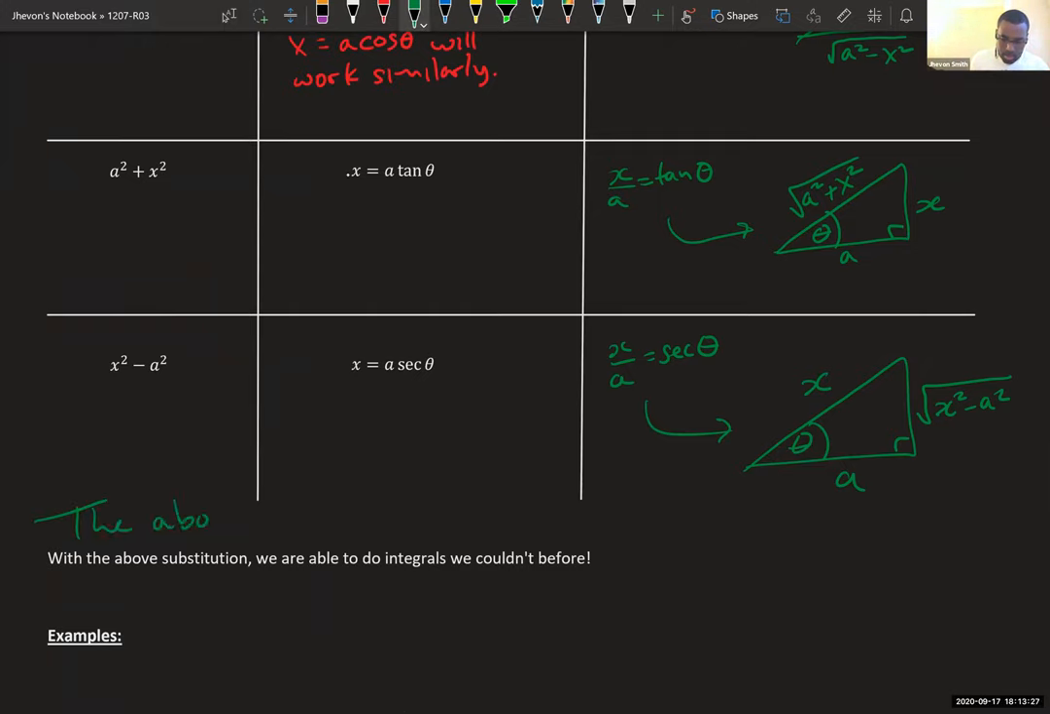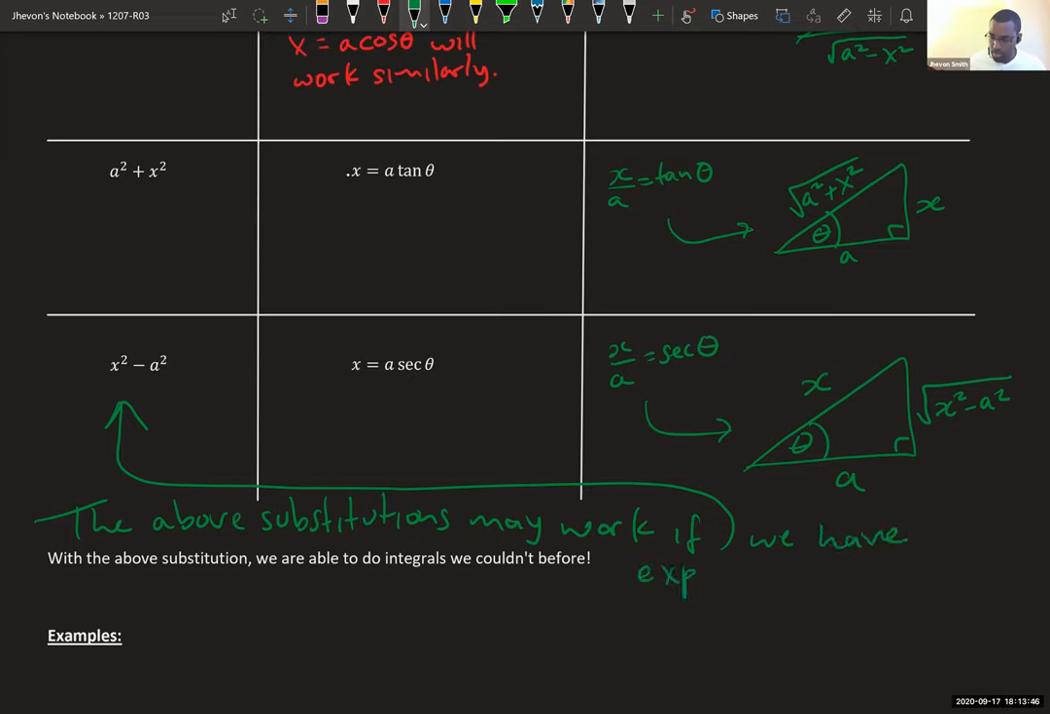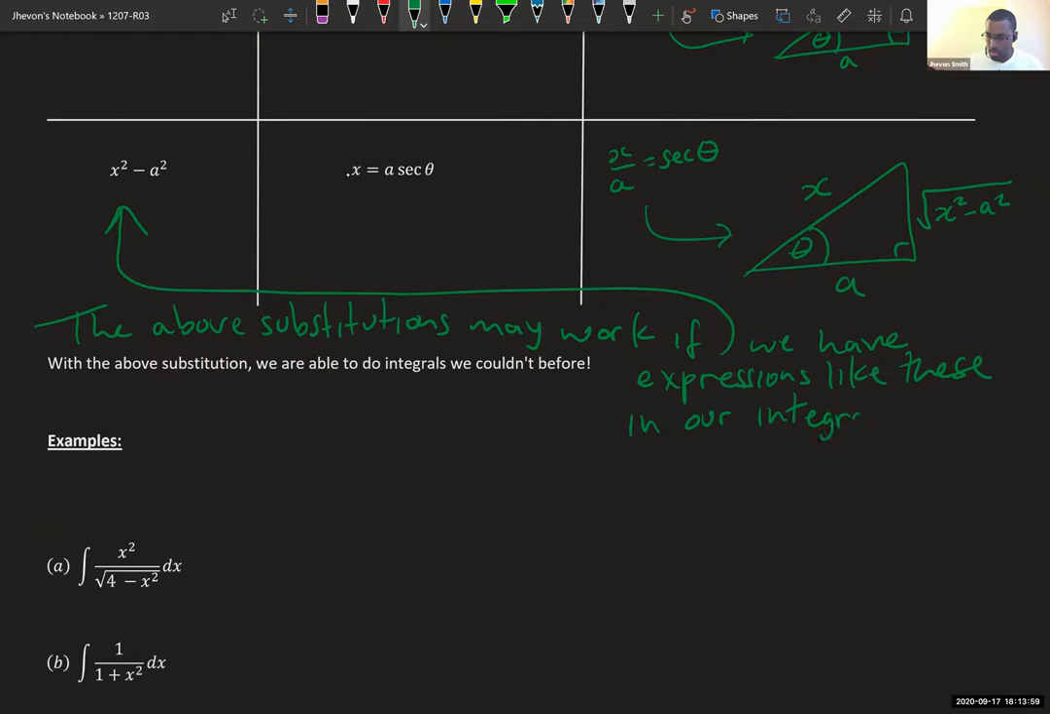The above substitutions may work if we have expressions like these in our integrand. And because we always think of substitution as a third thing, substitution won't work, as was in the last motivating example.